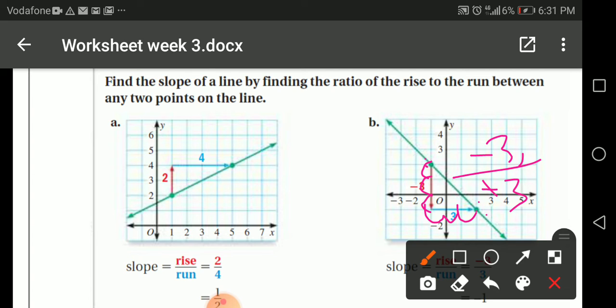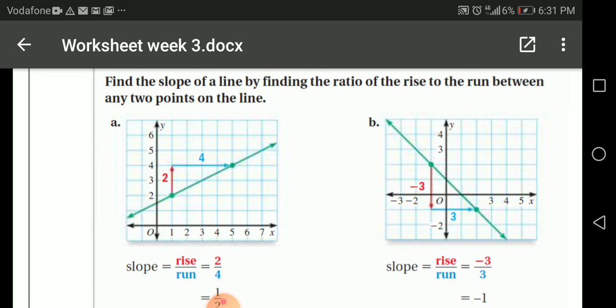Okay, moves to the right means positive 3. So the negative 3 divided by positive 3 gives me what? Negative divided by positive gives me negative, and 3 divided by 3 gives me 1. So my slope here is negative 1.